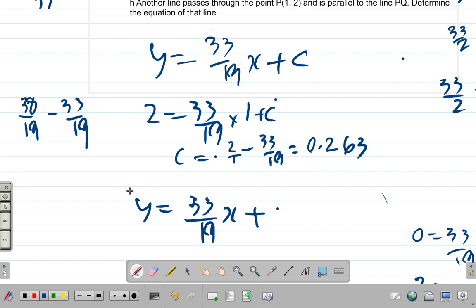So 38 minus 33 is 5, so it's 5 divided by 19. So that is the equation of our line.